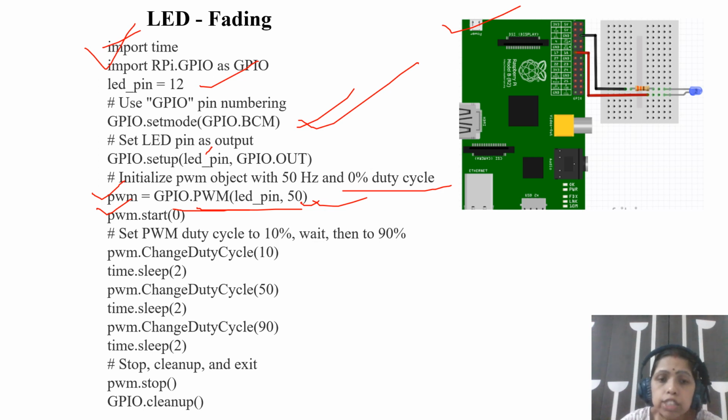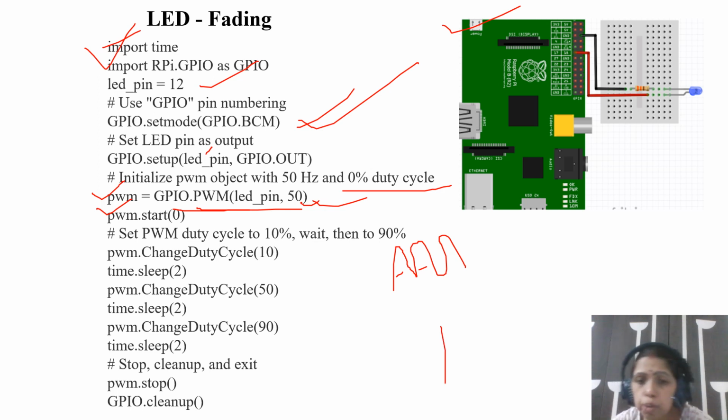Change the duty cycle, the on-off time. This is called the duty cycle, the percentage of on and off. Now 10 means the signal will be on for 10 percent and off for 90 percent. This duty cycle will be configured through the PWM mode, and this configuration will be sent through the LED. So PWM.ChangeDutyCycle(10). It will be sustained for 2 seconds.